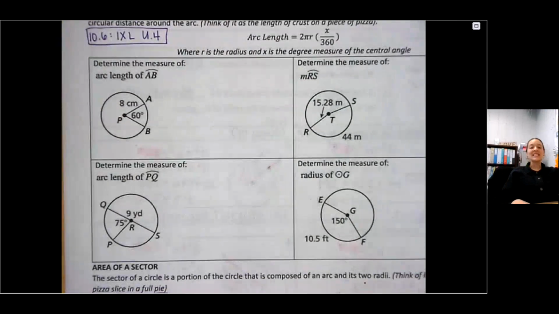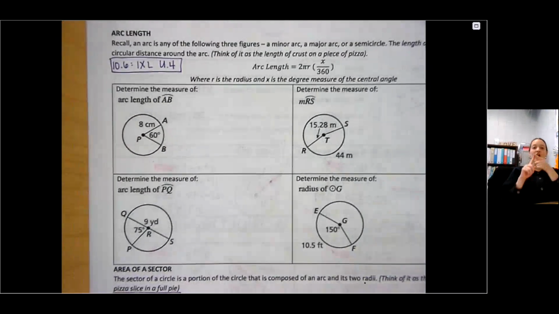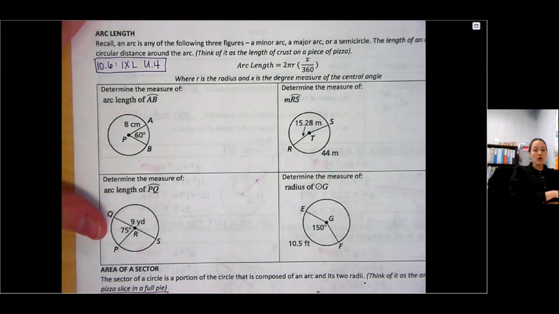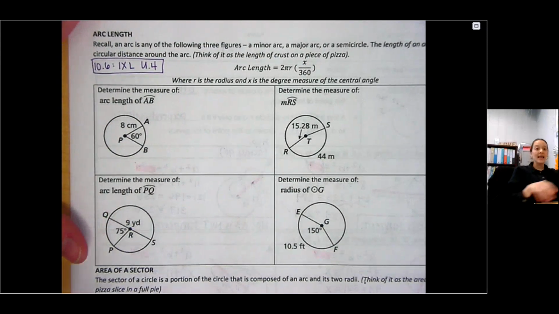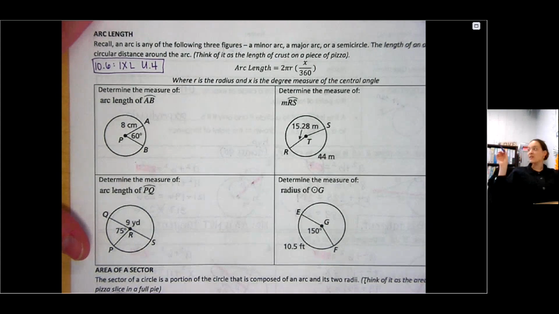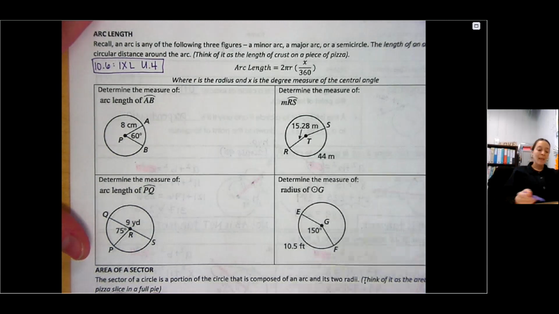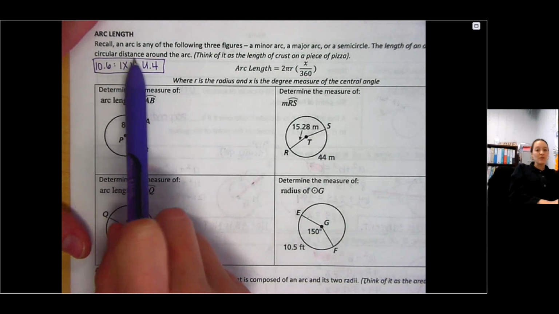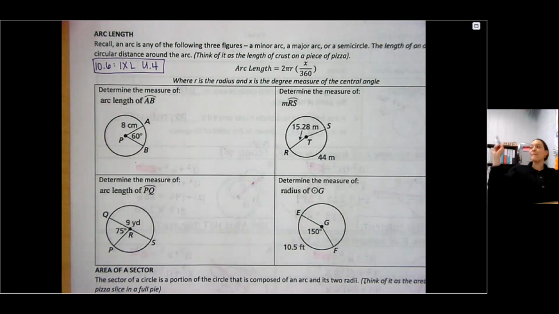All right. The last section is called arc length and sector area. So we're going to start with arc length. So recall, an arc is any of the following three figures. It could be a minor arc, a major arc, or a semicircle, right? Half of it, or less than half, or more than half. The length of an arc is the circular distance around the arc. So before we have talked about the measure in degrees, now we're talking about the distance around it.